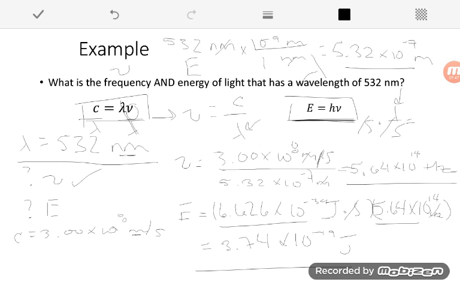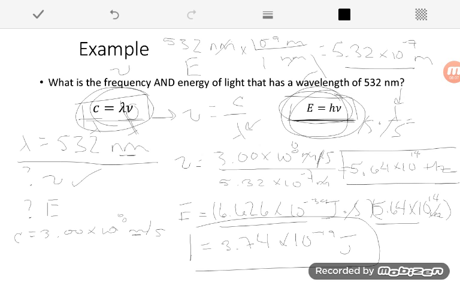So once we have the frequency, we can just plug it into our second equation, and we can also get the energy. So our frequency was 5.64 times 10 to the 14th hertz. Our energy was 3.74 times 10 to the negative 19 joules. We should also be able to go backwards. If I gave you an energy, you could plug it in here to get the frequency, and then plug it in here to get the wavelength.